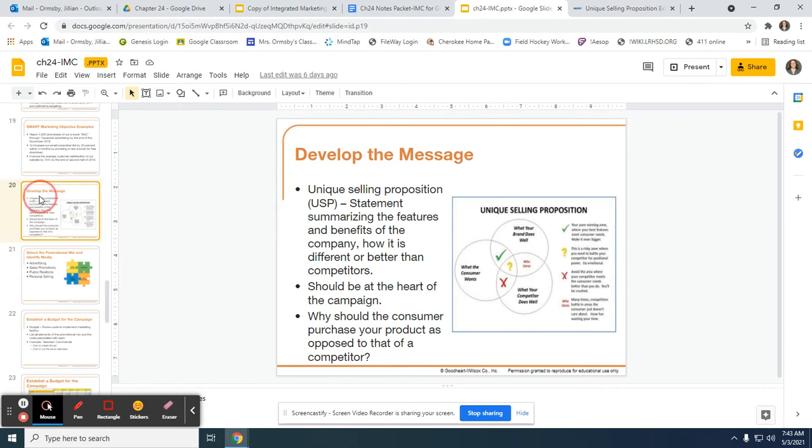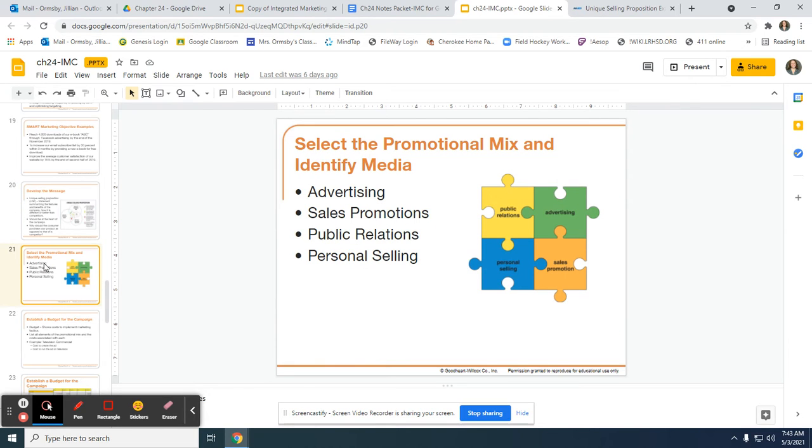Now, the next step after you develop your message is to identify your promotional mix. So, we talked about promotional mix when we did chapter 23. Remember, our promotional mix is advertising, sales promotions, public relations, and personal selling. Depending on what your brand or what your product is that you're doing for your campaign, you can choose any type of or any combination of advertising, sales promotions, public relations, and personal selling to present to whoever you are pitching your campaign to.